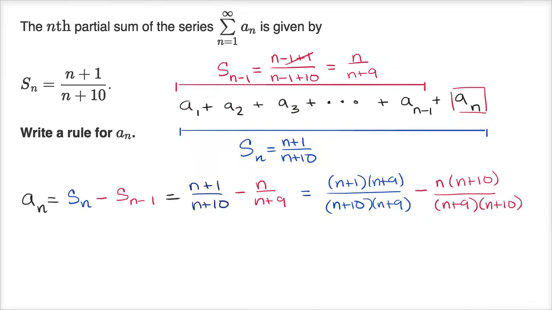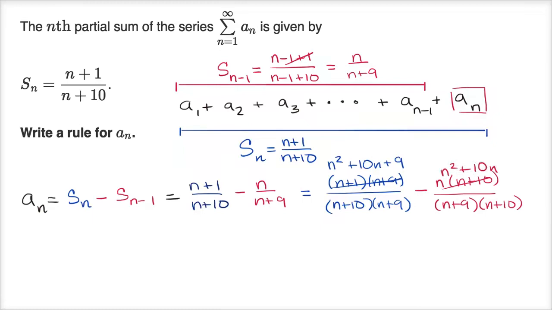So let's see. If we simplify up here, this is n squared plus 10n plus 9. That's that. And then this right over here is n squared plus 10n. Let me do it in that red color. So this is n squared plus 10n. And remember, we're going to subtract this.